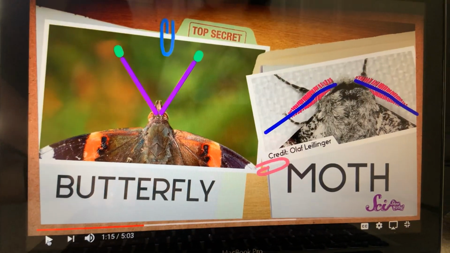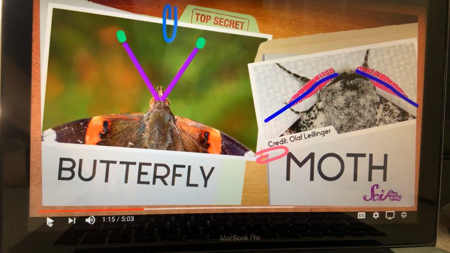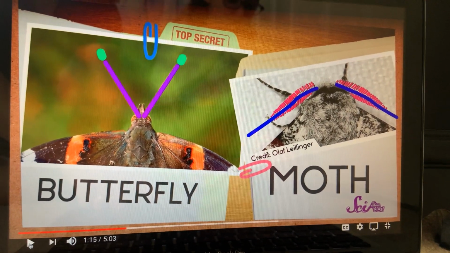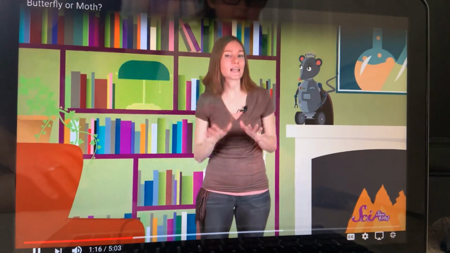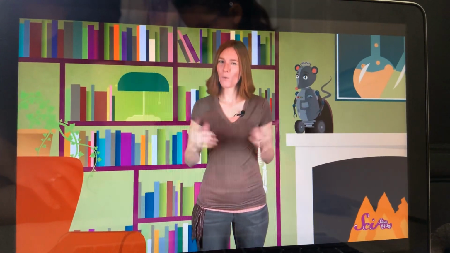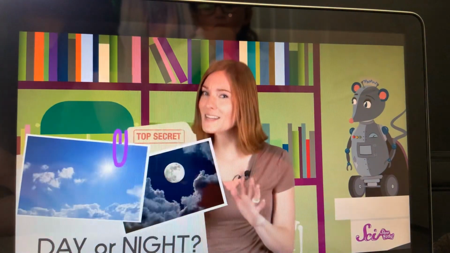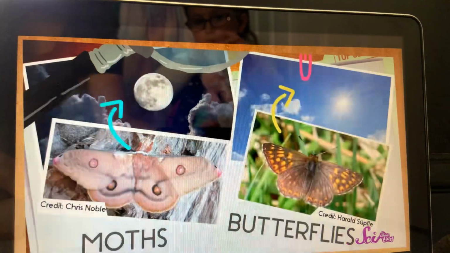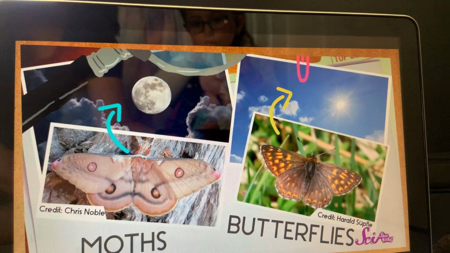All right, let's learn some more differences between a butterfly and a moth. So the antennae are the first thing to look for. What else can help us tell these two apart? Well, it's helpful to think about what time of day you're seeing them. Moths and butterflies are active at different times of the day.